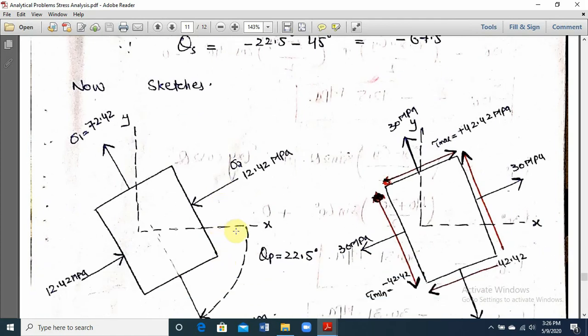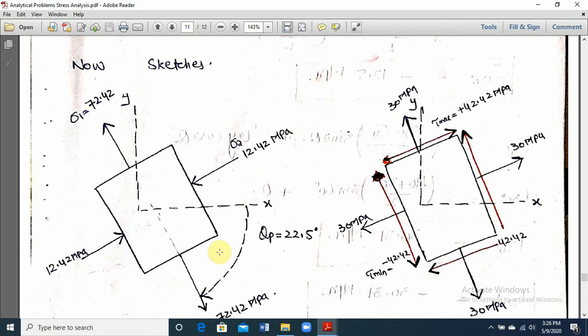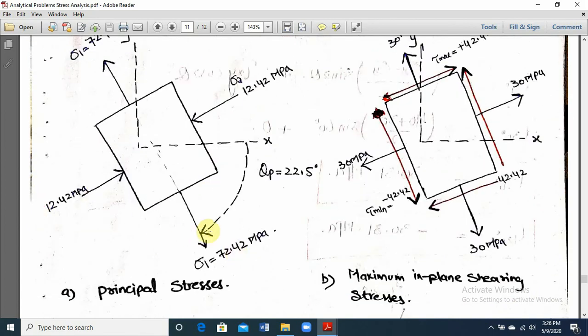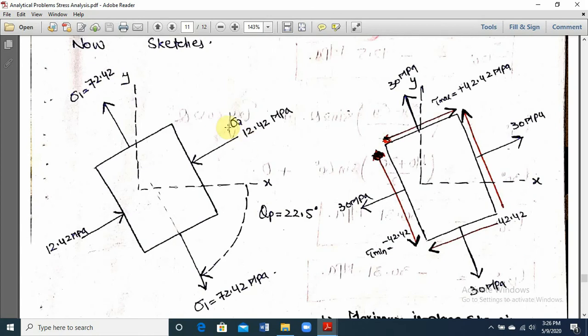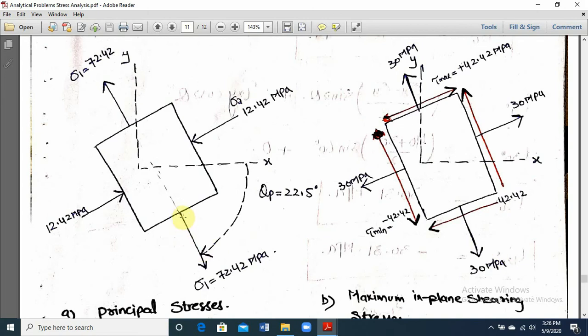The element will be rotated clockwise. When you rotate the element clockwise, the first one will be sigma 1 and the other one will be sigma 2. So you have sigma 1 is equal to 72.42 megapascal and sigma 2 is equal to minus 12.42. And in order to draw the maximum shearing plane, you will need to go to minus 22.5 plus 45 degree, rotate that element, and on that element the normal stress is 30 megapascal, and then the tau max. For the tau max, as we know that this is your sigma 1 or the main axis, the first positive value tau max will be 42.4 clockwise here and anti-clockwise here.